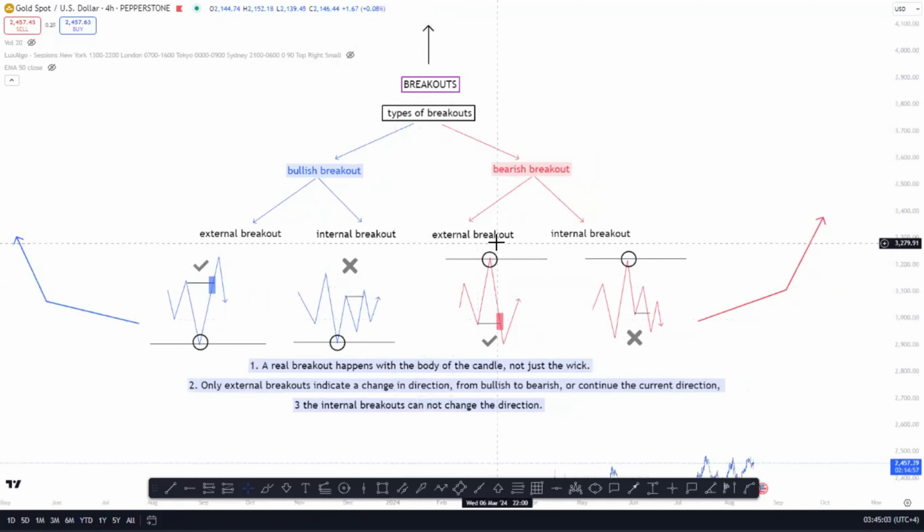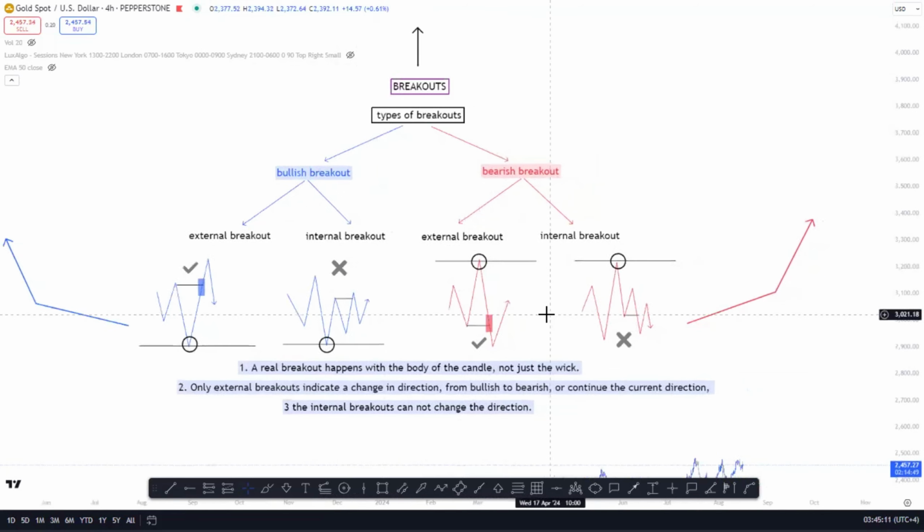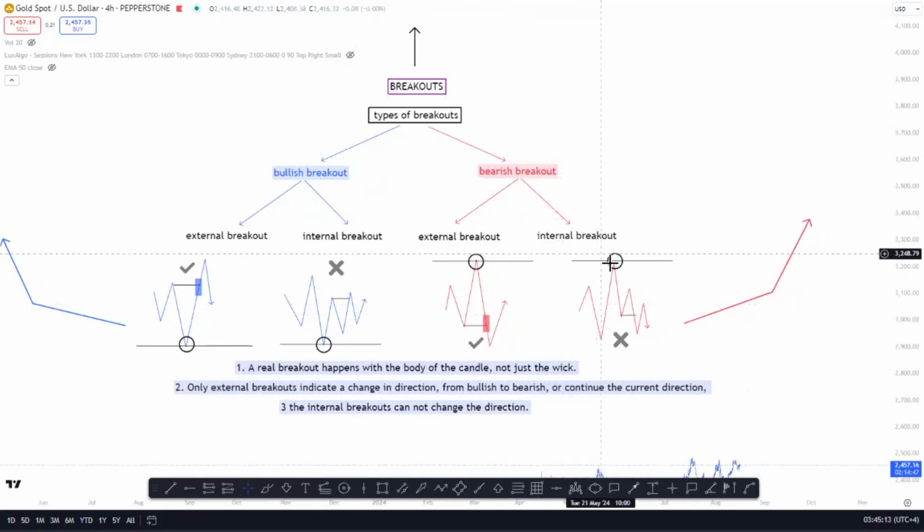Bearish external breakout. It's when the price breaks the last V shape that was created before the price touched our fresh level. Internal breakout. It's when the price didn't break the last V shape that was created before the price touched our fresh level, but it breaks the V shape that was created after the price touched our fresh level.